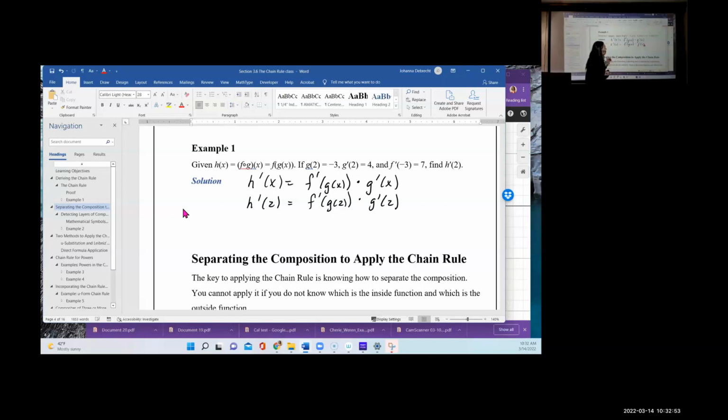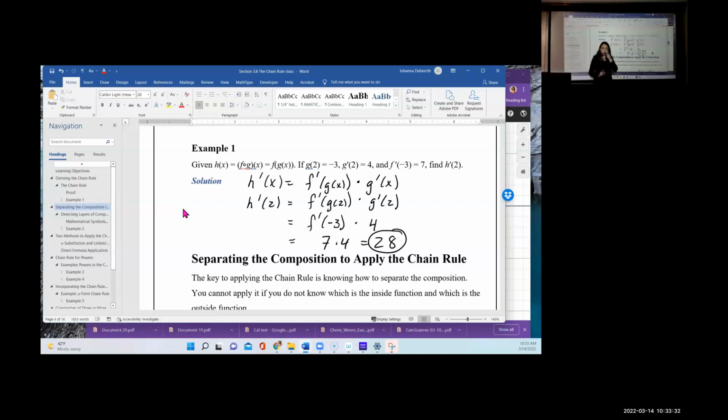Now, what is g of 2? This is g, not g prime. So g of 2 is -3. So this becomes f prime of -3 times g prime of 2. And g prime of 2 is 4, so this is multiplied by 4. And f prime of -3 they gave us to be 7. So this turns out to be 7 times 4, which is 28.